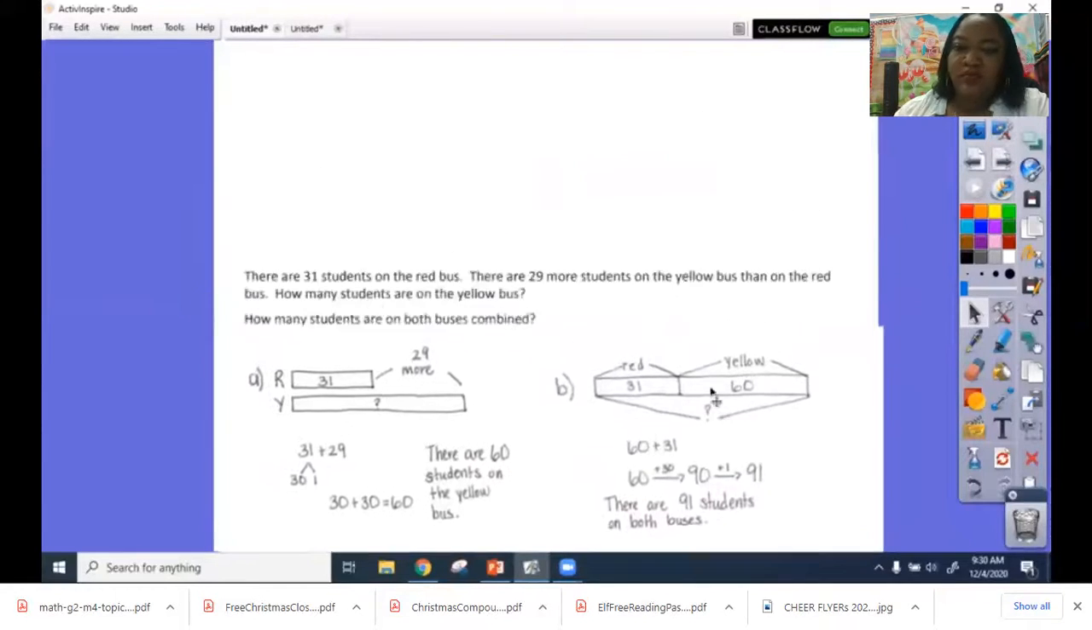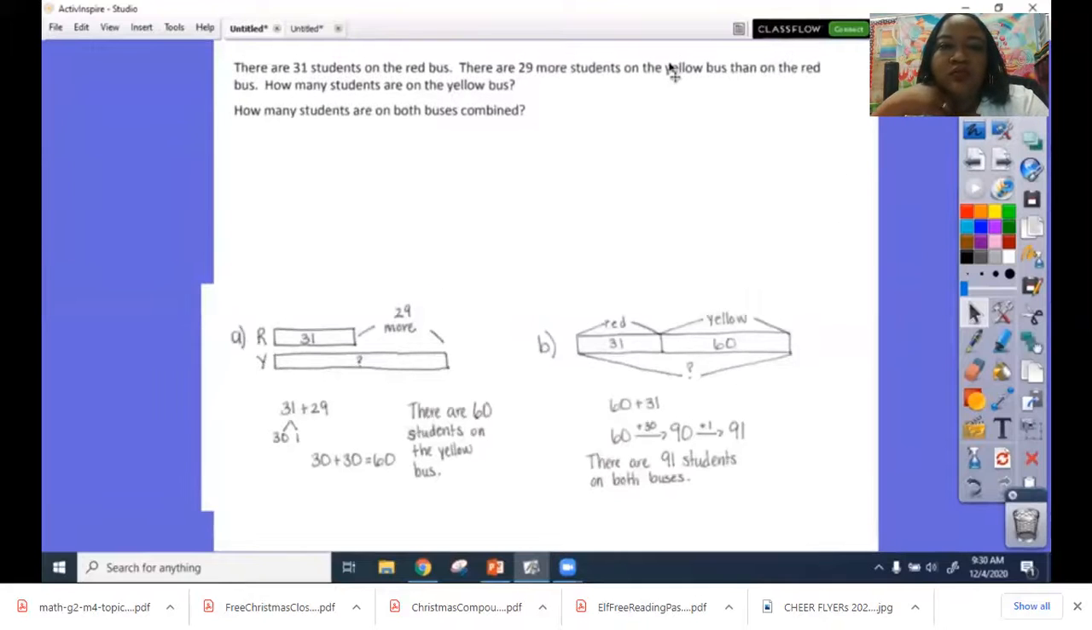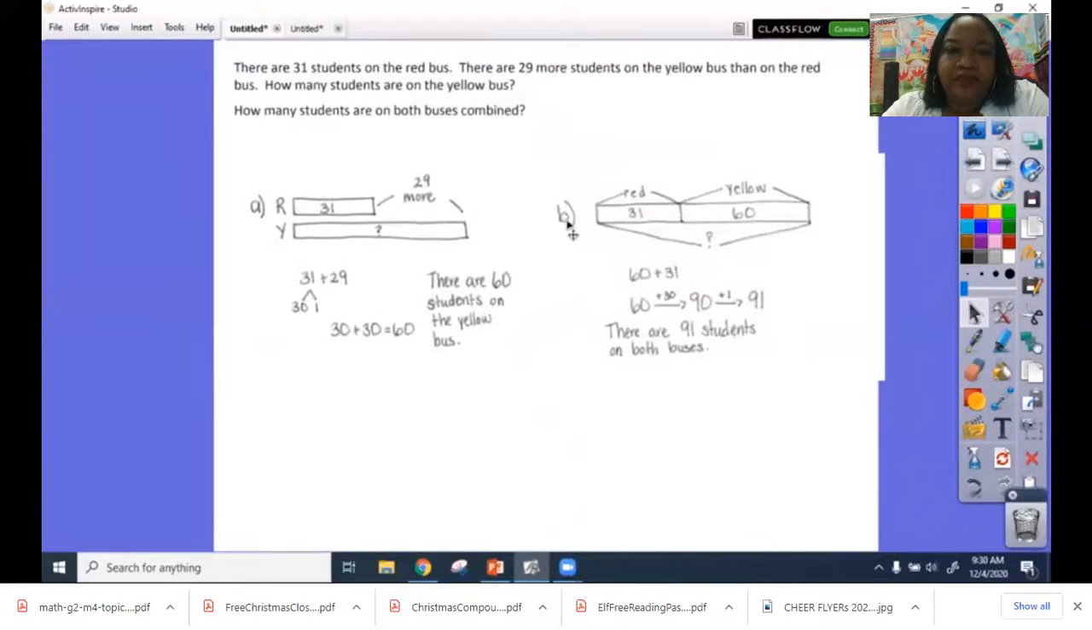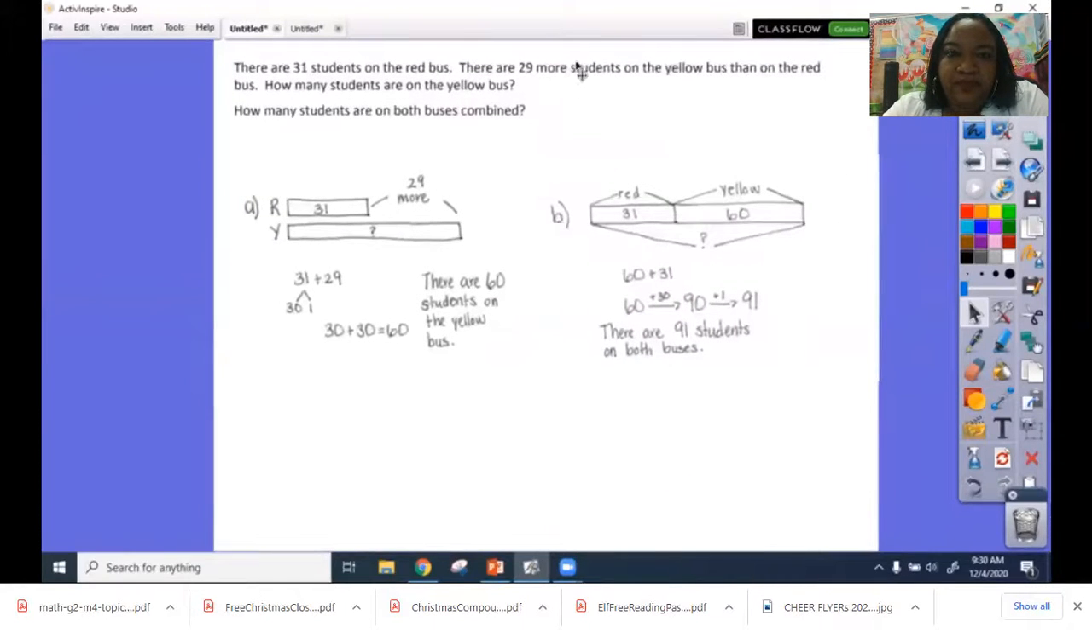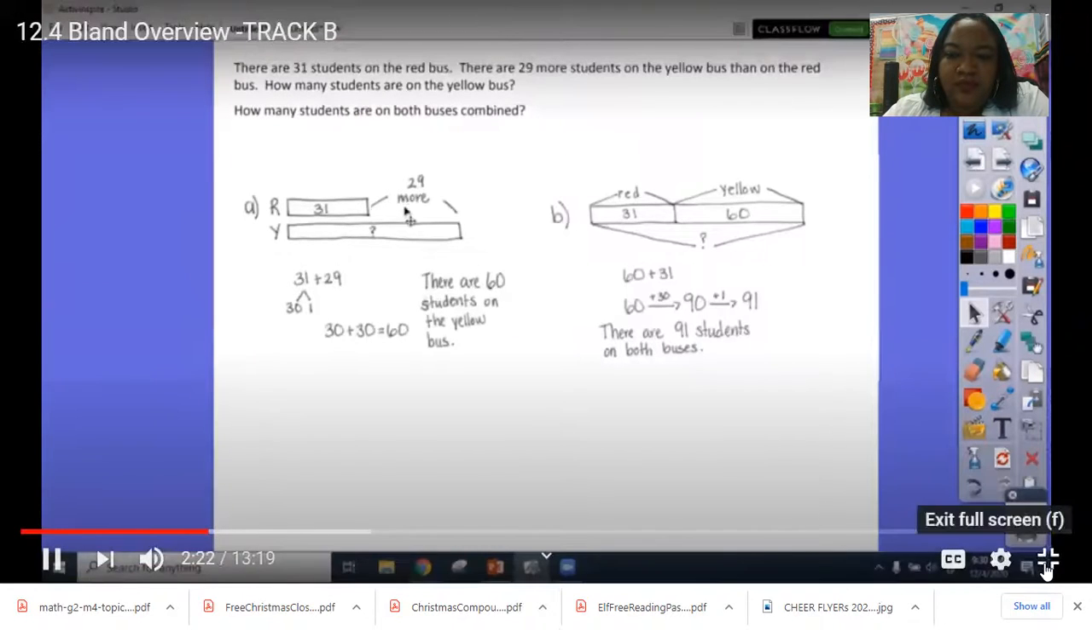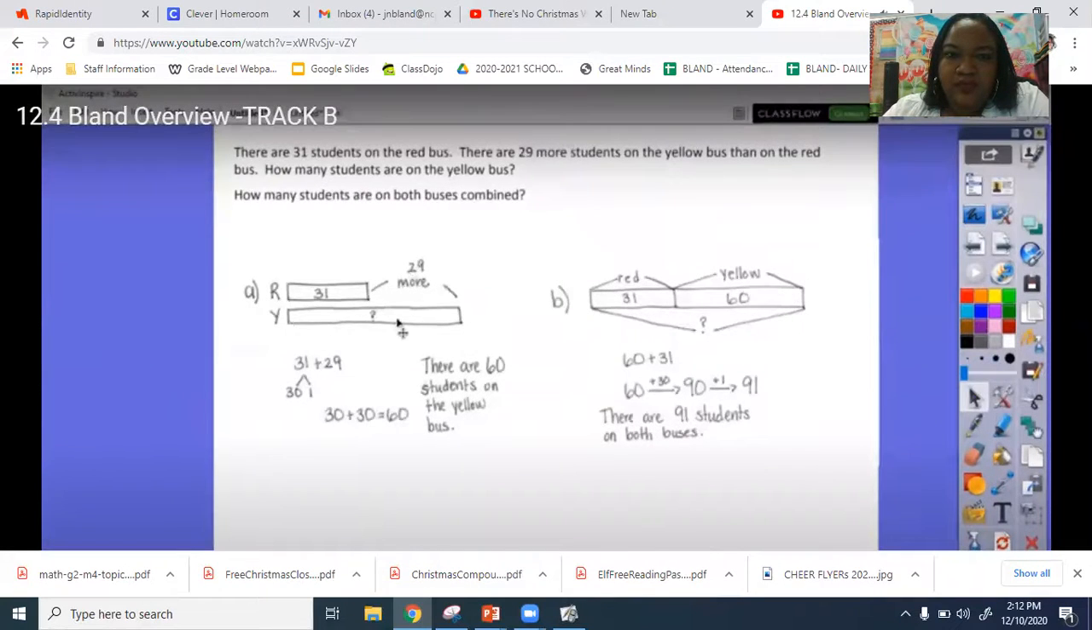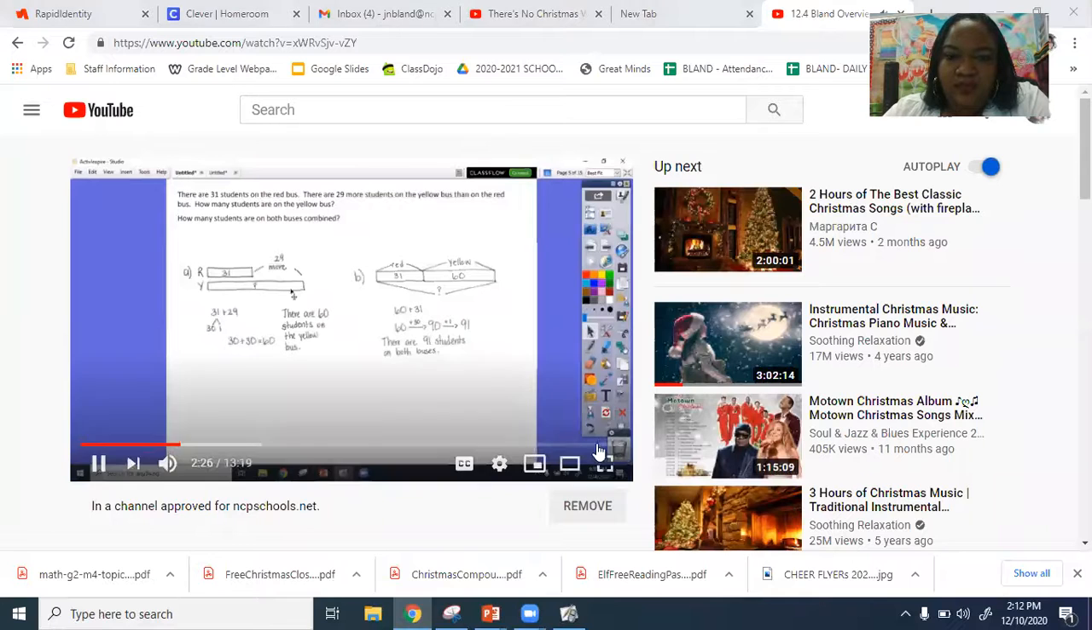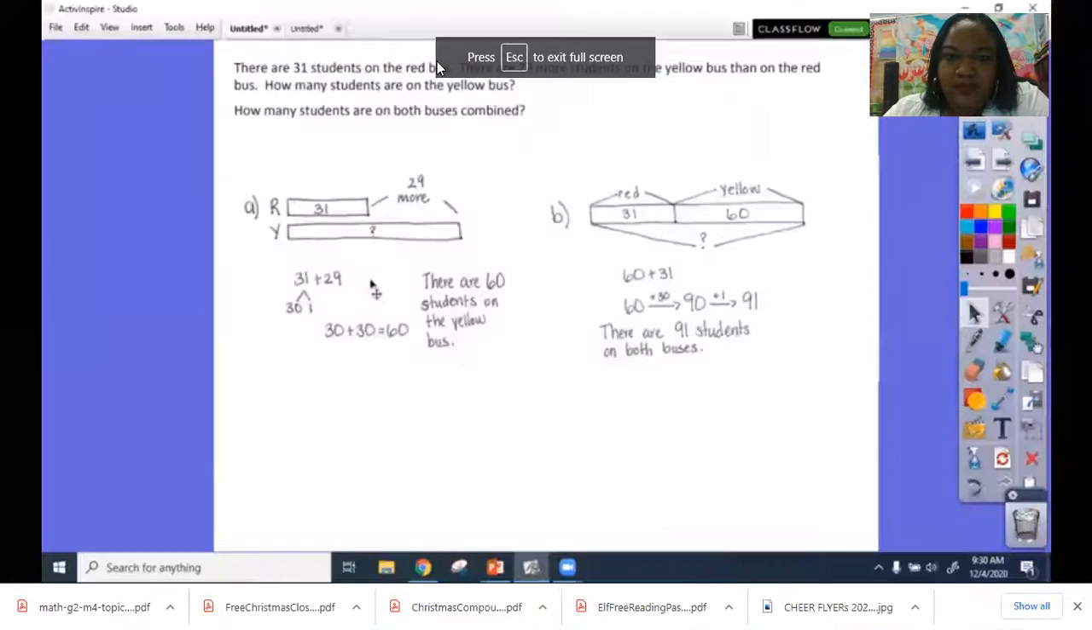So let's look at a couple of questions. It says here there are 31 students on a red bus. There are 29 more students on the yellow bus than on the red bus. How many students are on the yellow bus? We got to find out. So what we know is on the red bus, there's 31, and then 29 more coming. So that yellow part of the tape diagram has to have 29 more than 31. So we probably just want to add.